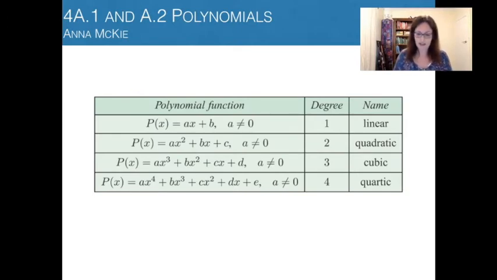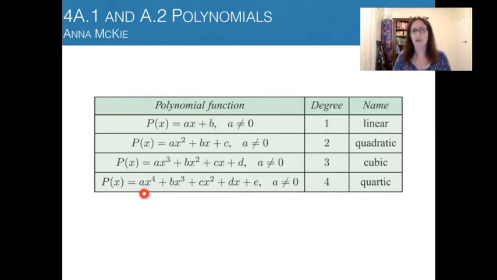Neatly written out here, the varying degrees. Now having a look at the first one here, it's not a quadratic. Why not? Because to be a quadratic we need a power of 2, and so that's a linear. And notice that after each of them here, let's say looking at the quartic, it says a cannot equal 0.